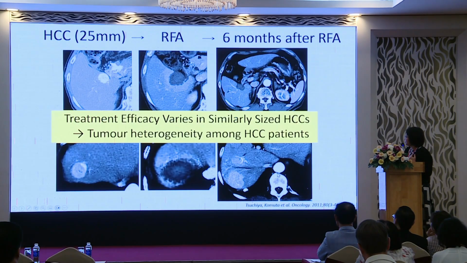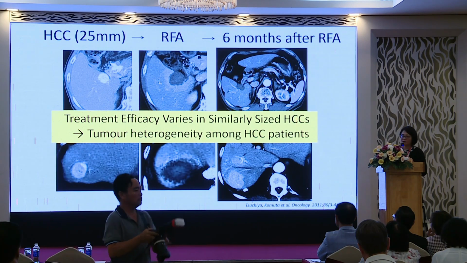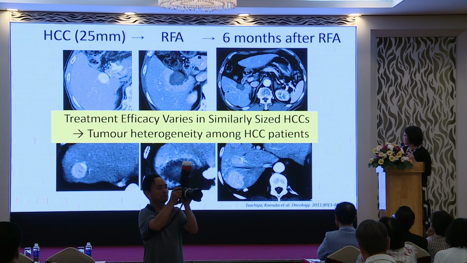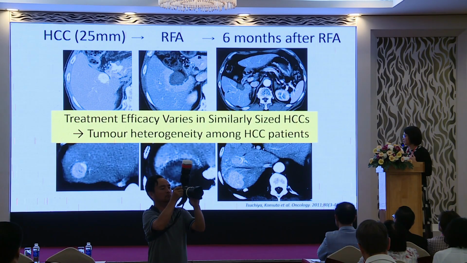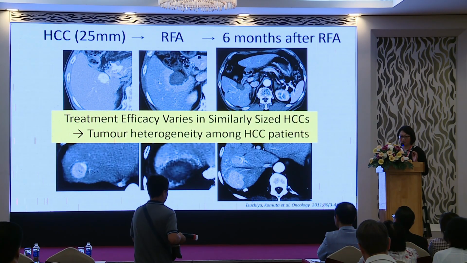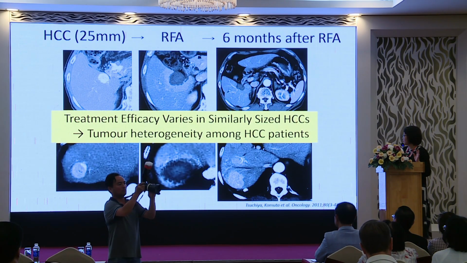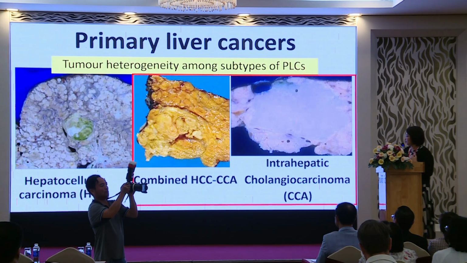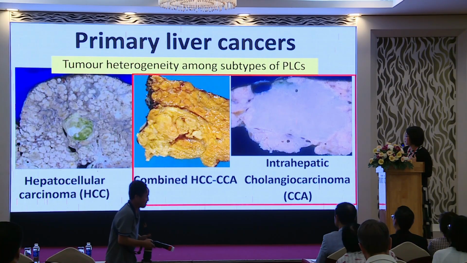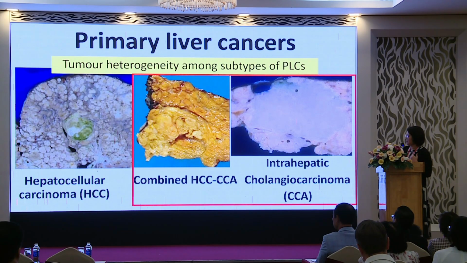And this can tell you that the treatment efficacy is different even in a similarly sized HCC. This indicates that tumor heterogeneity does exist even among same size HCC patients. And also, we have to consider the tumor heterogeneity among different subtypes of primary liver cancers.